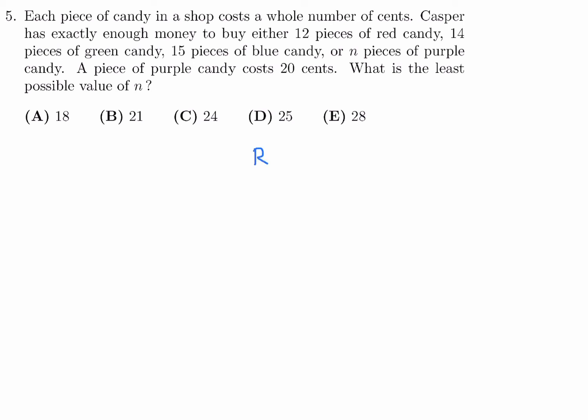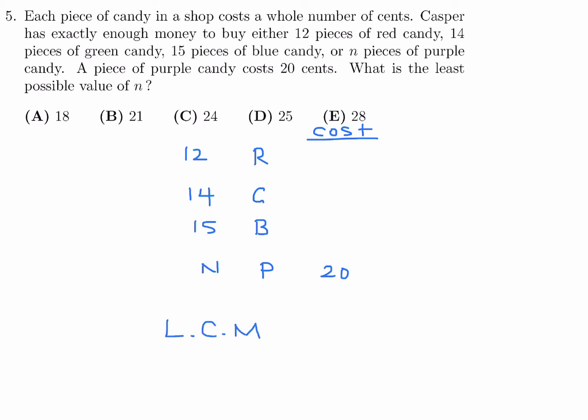So we have red, green, blue, and then purple. For the red, we have 12 pieces, then 14 pieces, then 15 pieces, and then n pieces. For the other ones, we are not given a cost except for the purple, which is 20 cents. So if we want the least possible value of n, we have to find the least common multiple of these numbers.